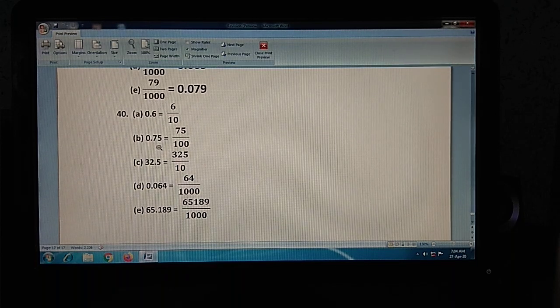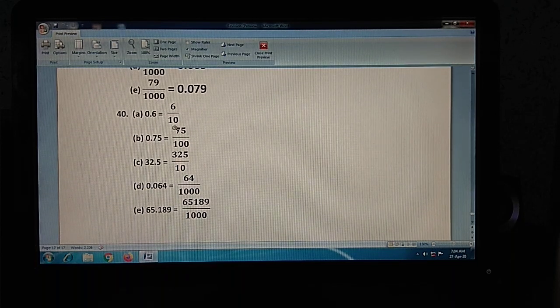Now, it is given in decimal, we have to write it as an improper fraction. This is also very simple. What you need to do is, this is just the opposite of question number 39. 0.6 will be 6 by 10. Since it is 1 decimal place, it will be 10. 2 decimal places, then 100. Again 1 decimal place, 10. 3 decimal places, 1000. Again 3 decimal places, it is 1000. So this is very simple.